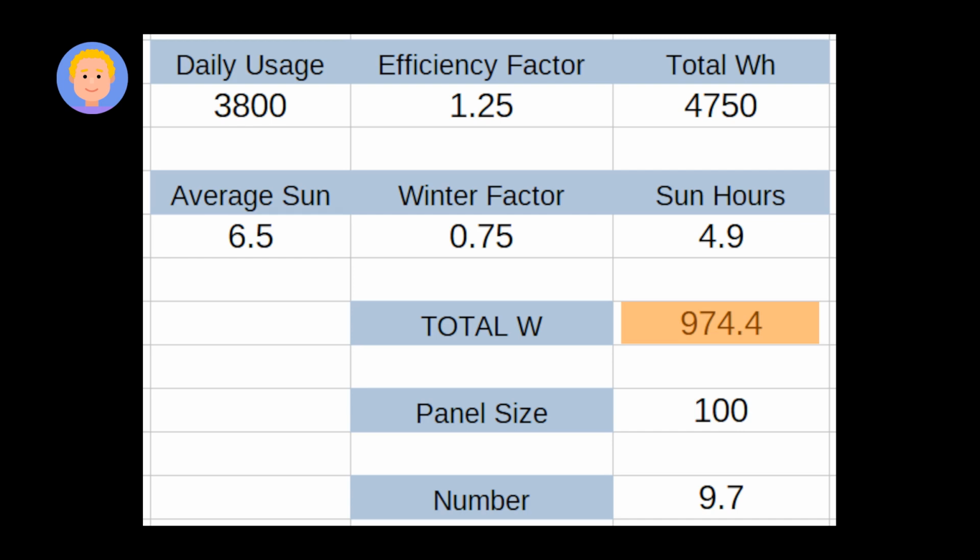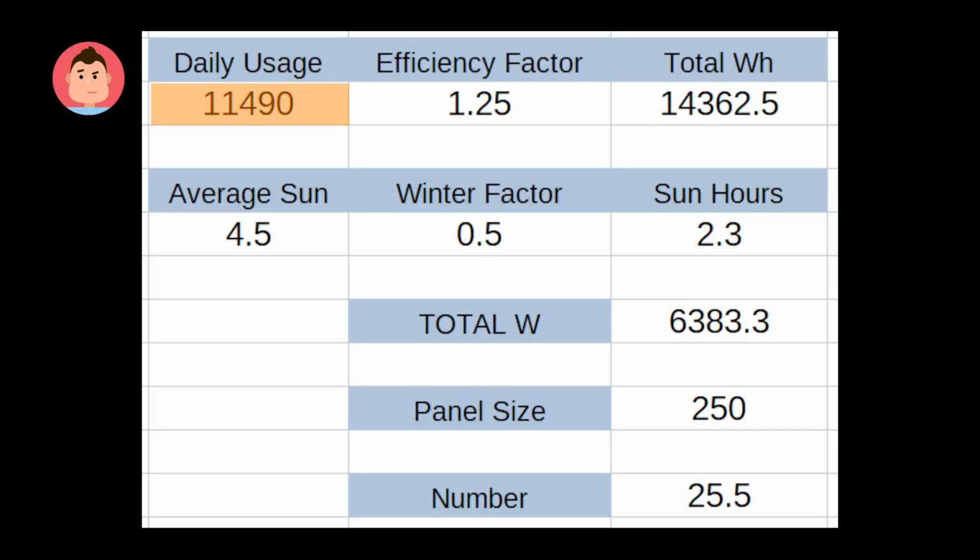Now Jim has decided to use a 100-watt panel that you can buy off of Amazon and some stores. So we take the total watts of 974 divided by 100 watts per panel, and it gives us just about 10 panels he's going to need.